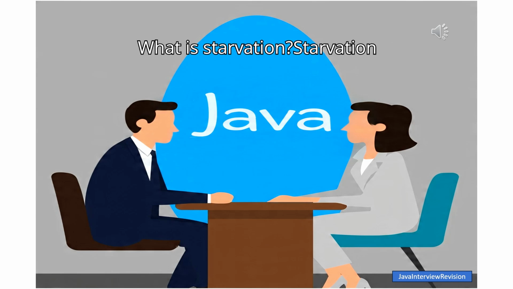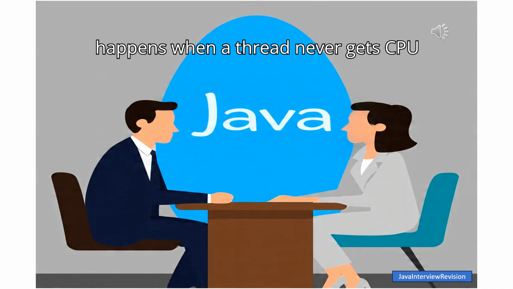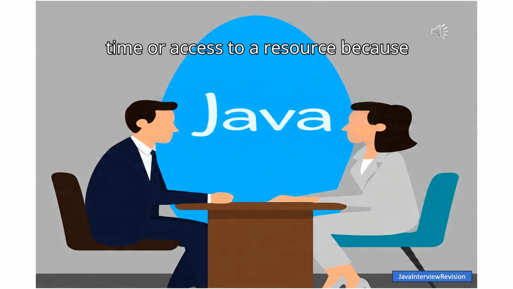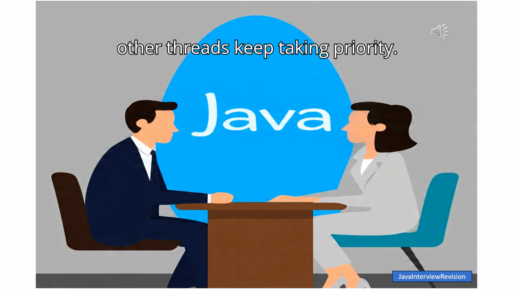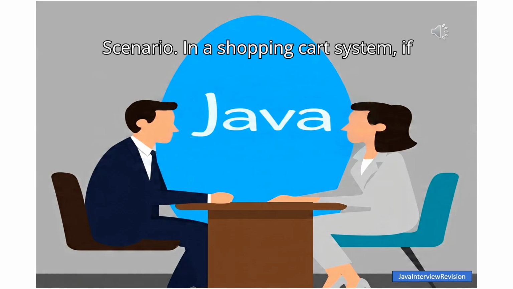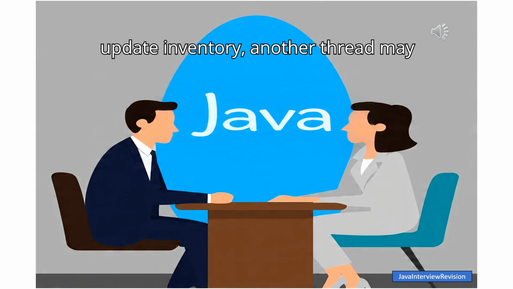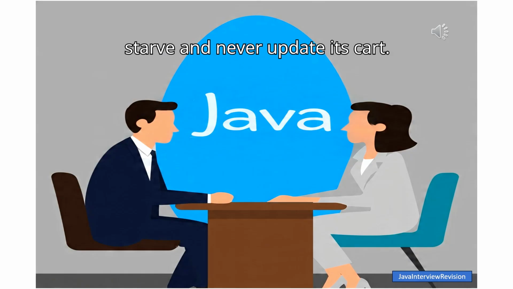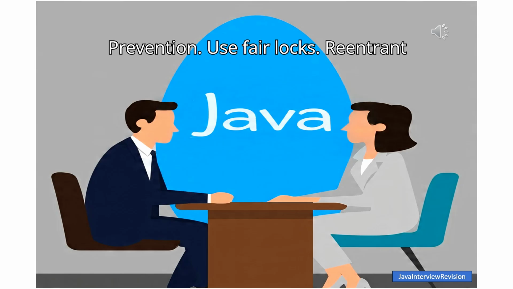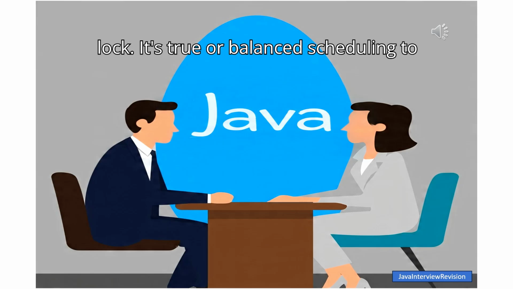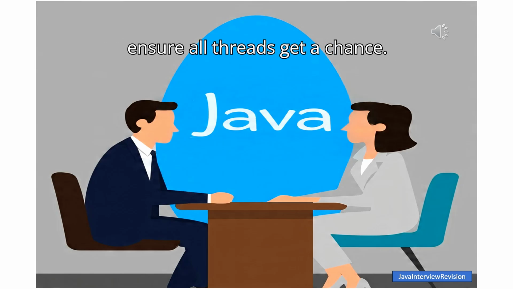What is starvation? Starvation happens when a thread never gets CPU time or access to a resource because other threads keep taking priority. Scenario: in a shopping cart system, if one thread always gets preference to update inventory, another thread may starve and never update its cart. Prevention: use fair locks, ReentrantLock with true, or balance scheduling to ensure all threads get a chance.